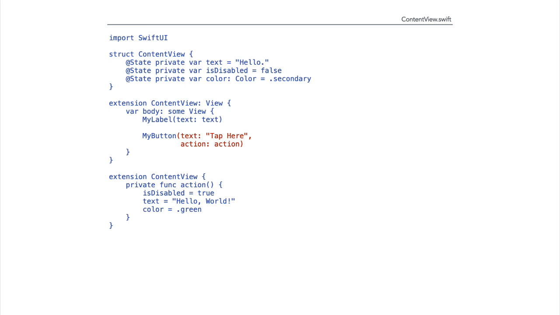And now we instantiate my button, and we instantiate my button by specifying what the text is and what the action is. Check this out. The text is tap here, and the action is this function. We're passing the function this time. This is also huge. We are passing a function as a parameter just as easily as we're passing the string tap here.